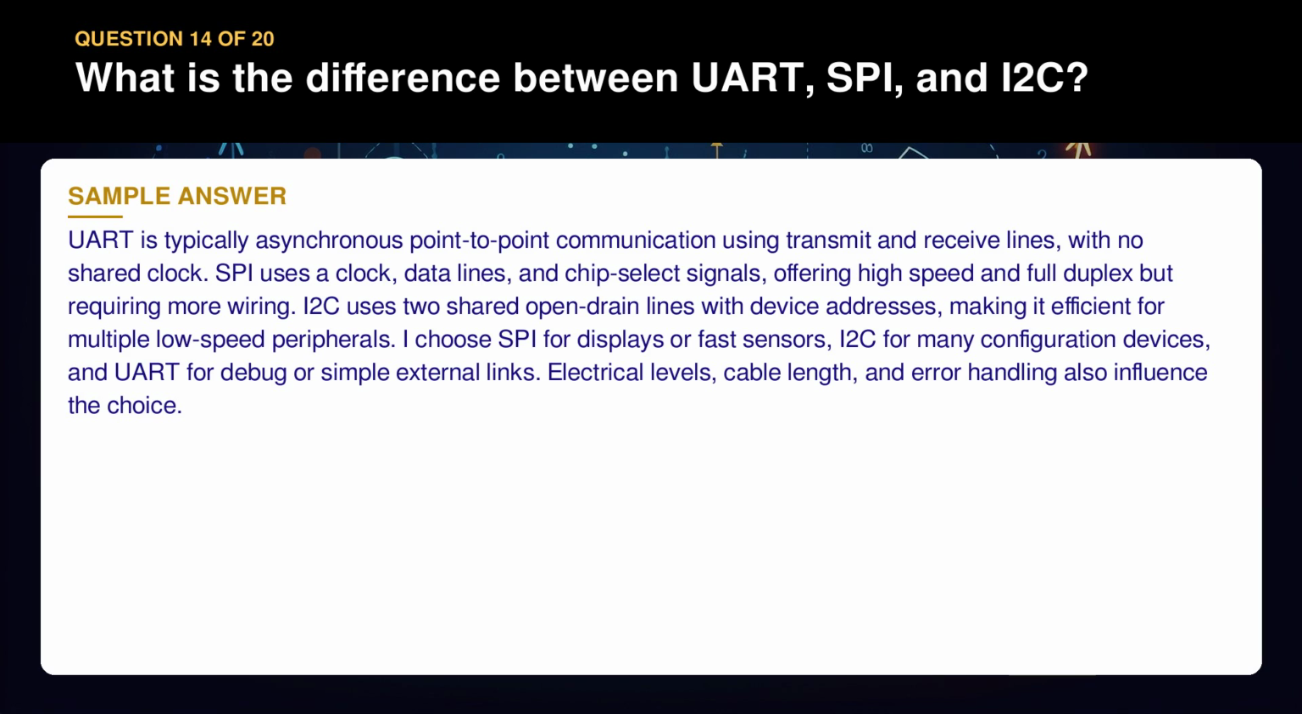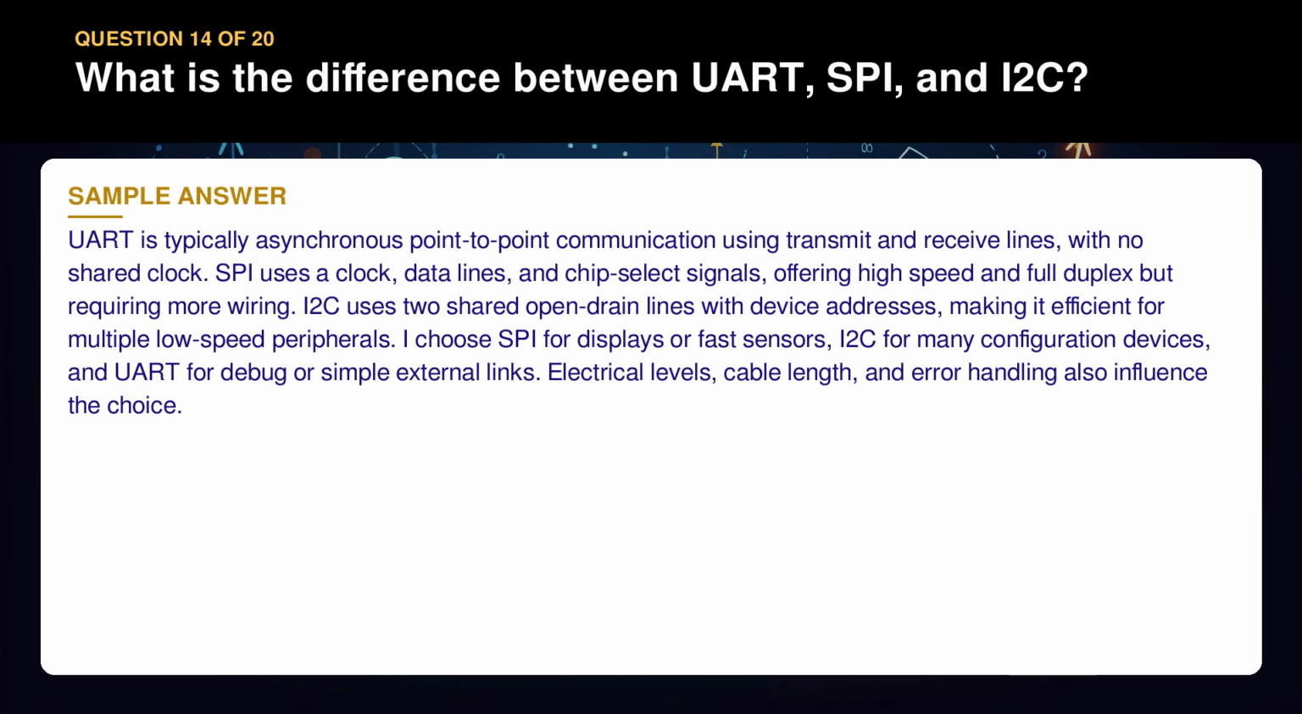Question 14. What is the difference between UART, SPI, and I2C? UART is typically asynchronous point-to-point communication using transmit and receive lines, with no shared clock. SPI uses a clock, data lines, and chip select signals, offering high speed and full duplex but requiring more wiring. I2C uses two shared open drain lines with device addresses, making it efficient for multiple low-speed peripherals.